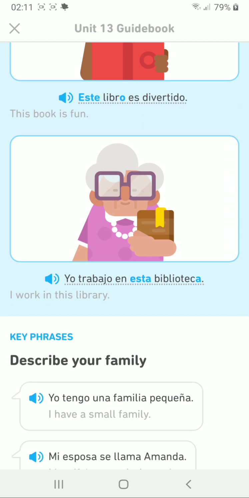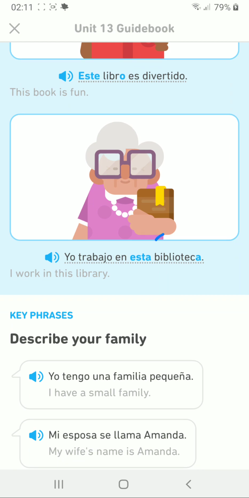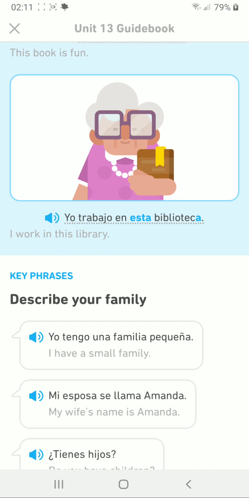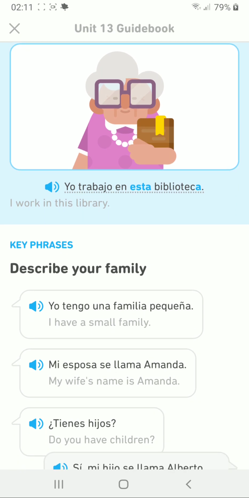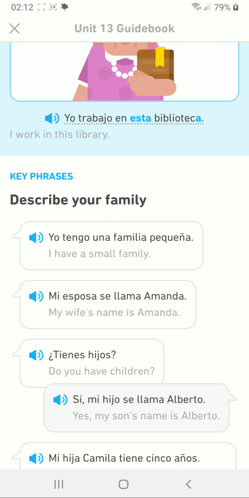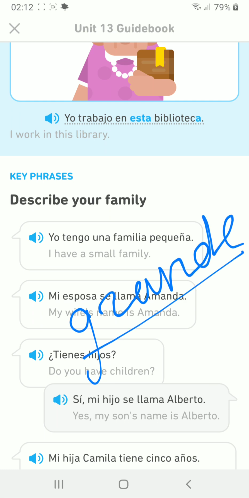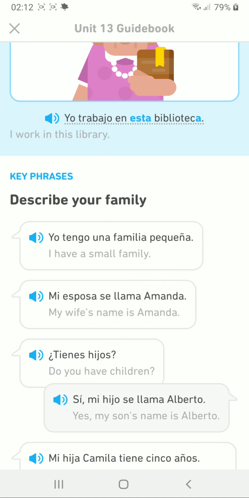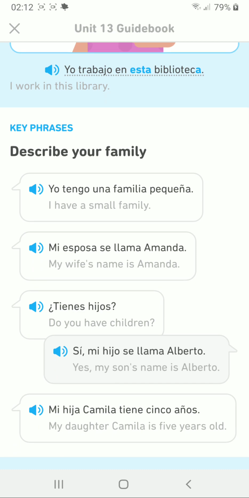Yo trabajo en esta biblioteca, in this. It's not está with the accent. So está would be like "is", but not here. Esta is this, conjugated with a feminine noun in singular. Describe your family. Yo tengo una familia pequeña. We have seen grande. Grande means big. Now we have pequeña. Pequeña, it's small. Pequeño also is small, but for masculine nouns.